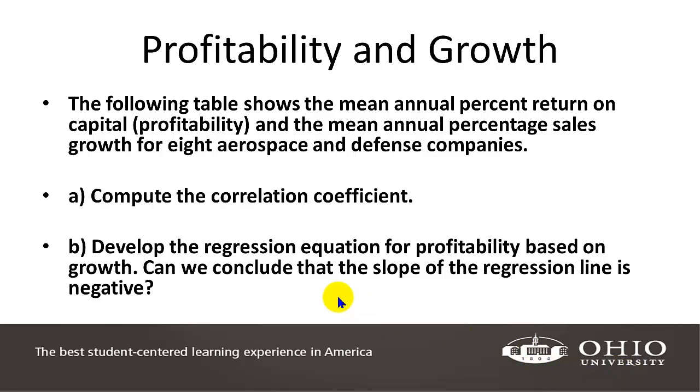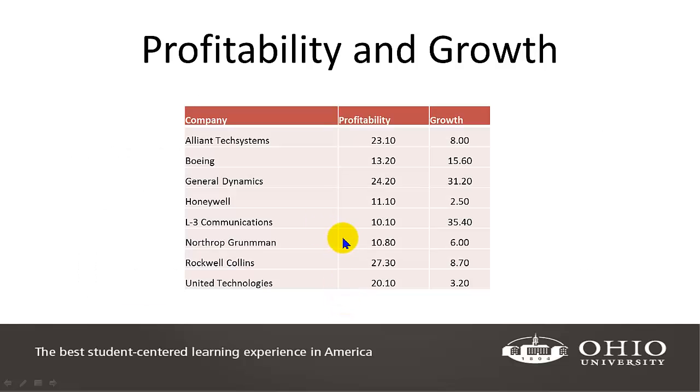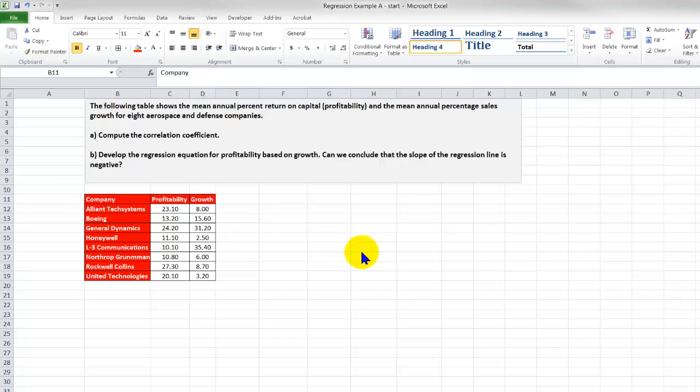Here is the data that we'll be investigating. We have the 8 different companies, the profitability and growth. So let's go ahead and take a look at that starting file. Okay, here is the starting file. We first want to compute the correlation between profitability and growth.